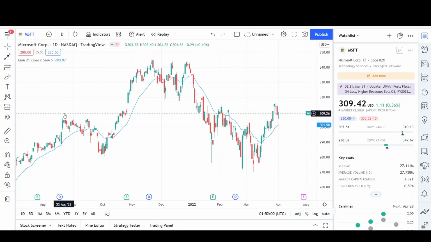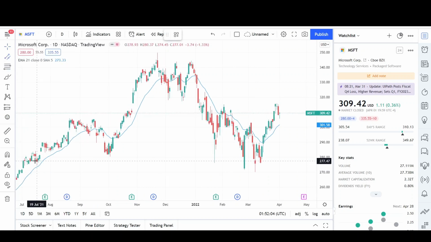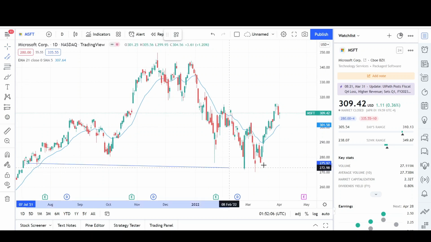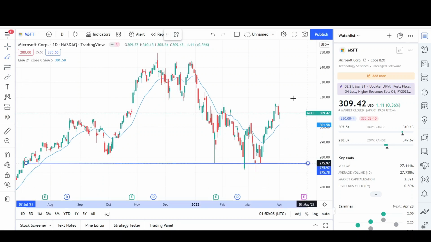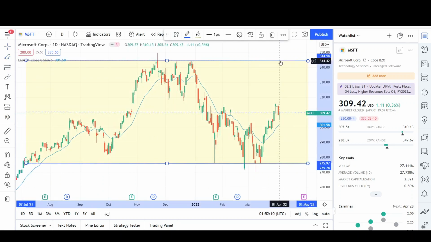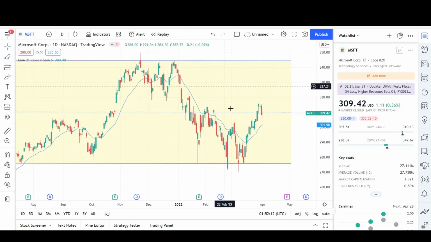Pretty much since August of last year, we've been going sideways inside this range pattern where the bulls are defending the $275 level and the bears are defending the $344 level. So what is this, 25 plus almost 50, so it's almost a 75 point or even a 70 point range that we are currently inside of.